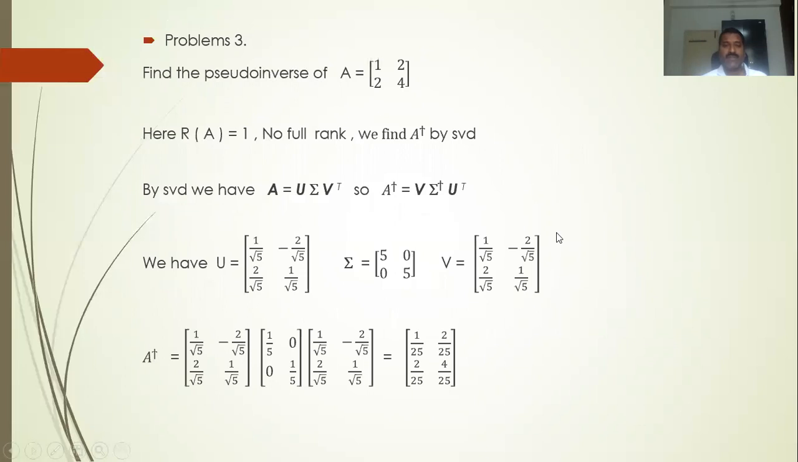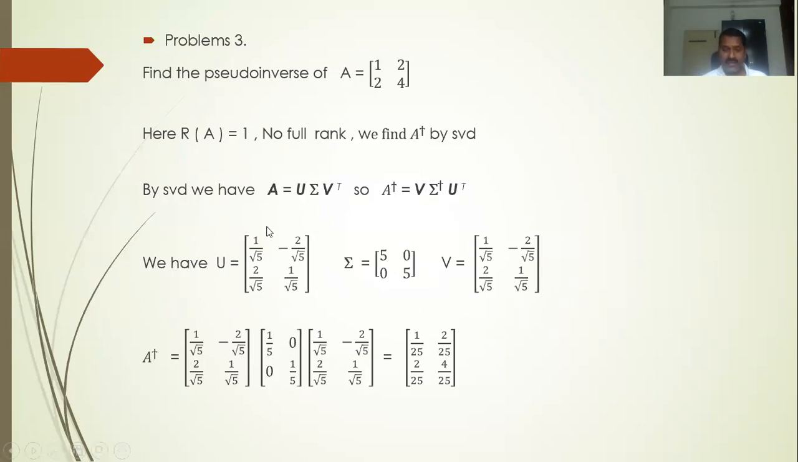Now, A equal to 1, 2, 2, 4. Rank of A equal to 1. So it's not equal to the number of rows, it's not equal to the number of columns. So we have to get A plus by a singular value decomposition. In the last class we have seen how to find the decomposition of a general matrix. We know A is U sigma V transpose. So A plus equal to V sigma plus U transpose.